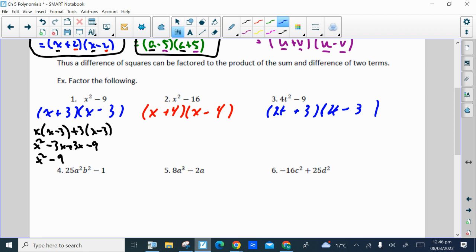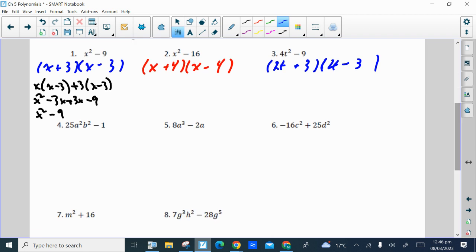And again, you can always check by multiplying to make sure. Question 4 is difference of squares. It's a binomial, minus sign in between, and both terms are perfect squares. So that means we can factor it as a difference of squares. And the factors, once again, are two binomial factors.